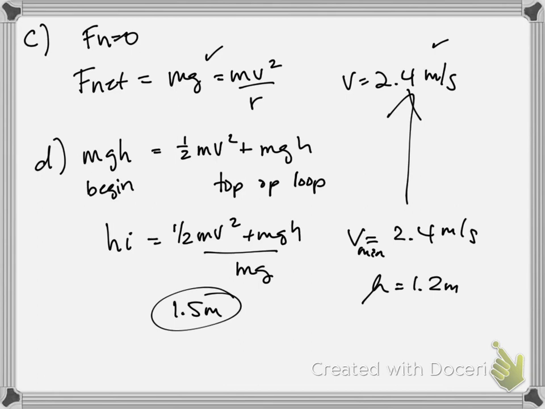So 1 point for conservation of energy, 1 point for correct substitution of the velocity from part C, and 1 point for the correct answer. And that's it. That's your second short answer question from Unit 3.